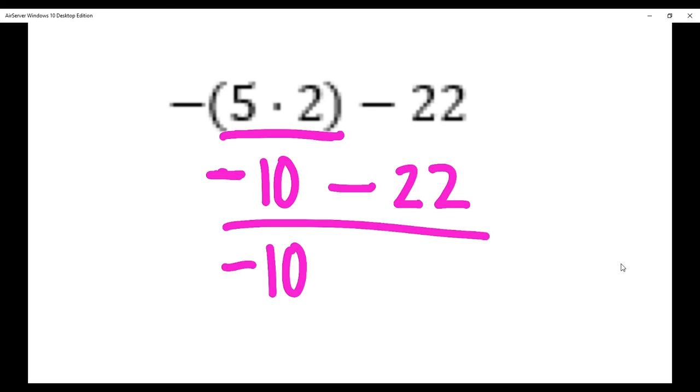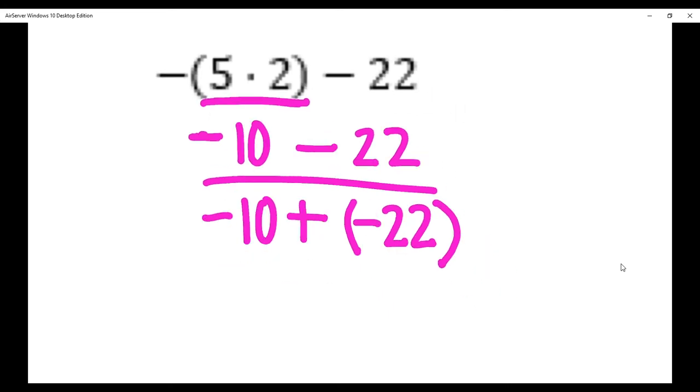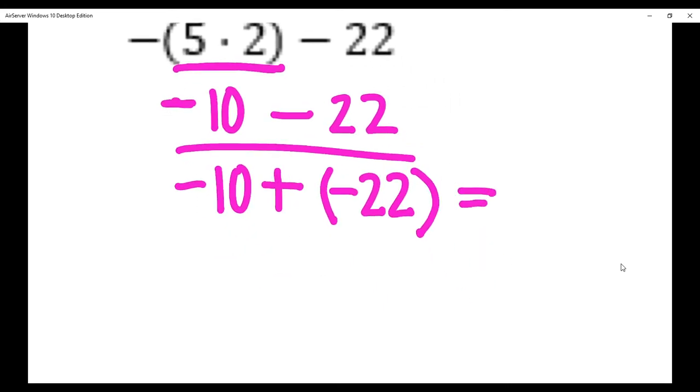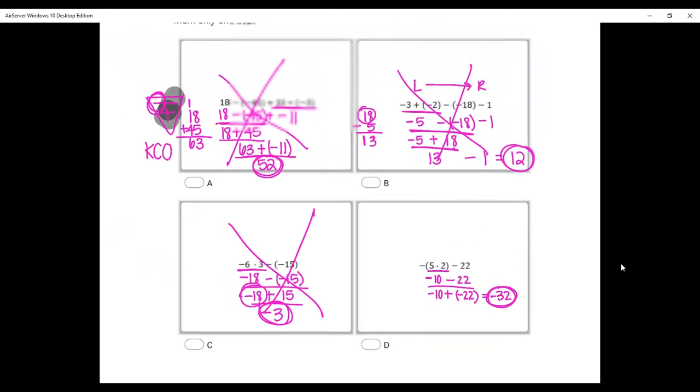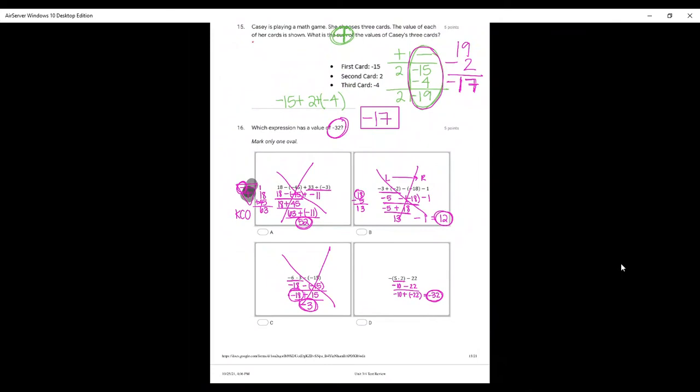Negative 10, keep. Minus, change to a plus. Opposite of negative, or positive 22 is negative 22. They're same signs. They're both on team negative, so I add them. So I get 32, and they're both on team negative, so I keep it negative 32, which is our answer, finally.